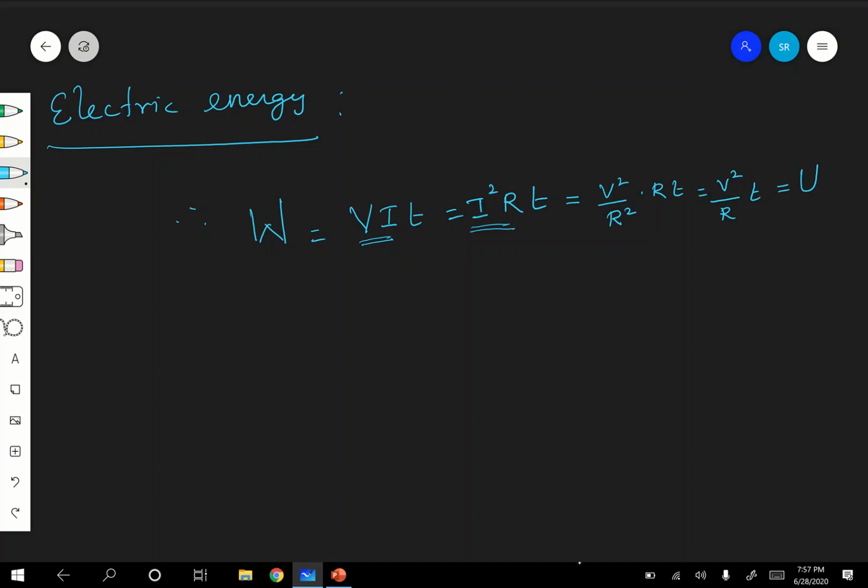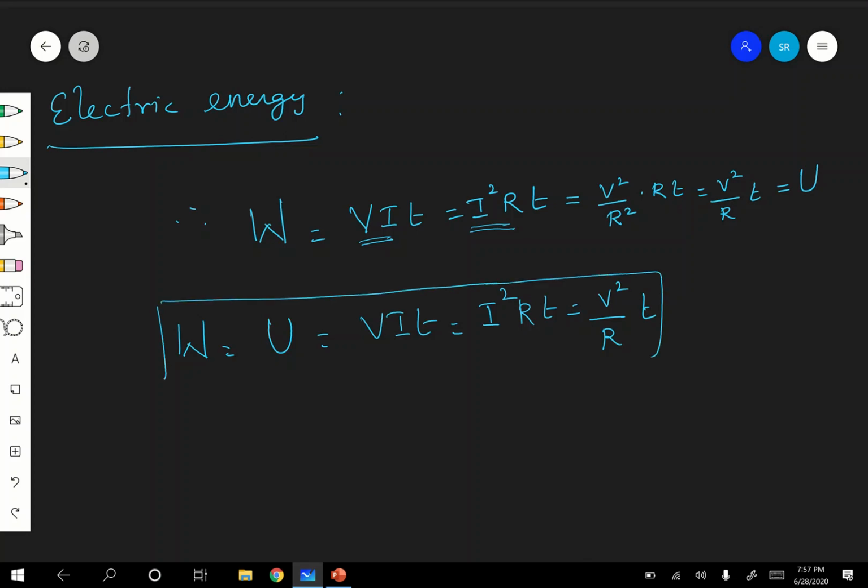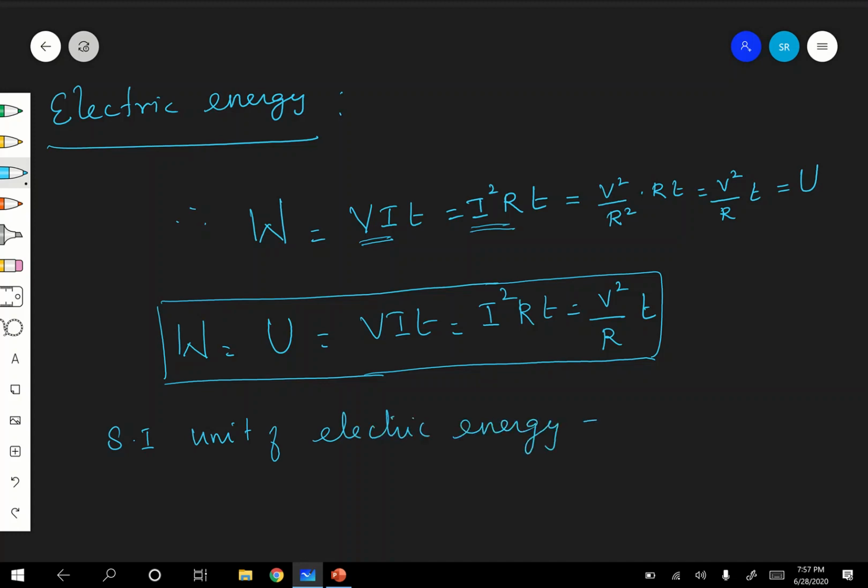Therefore, W is equal to U, the electric energy, that is equal to VIT, that is equal to I squared RT, that is equal to V squared by R into T. These expressions are not new to you. You would have studied them in your 10th standard, children. I am sure of this. So this is about electric energy. What is the SI unit of electric energy? It is nothing but joules. Okay, this you know.